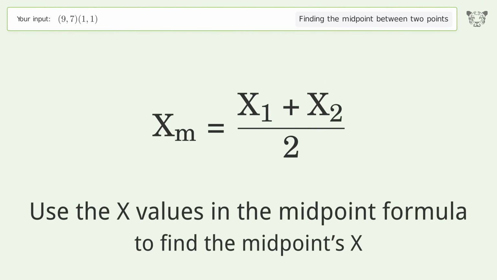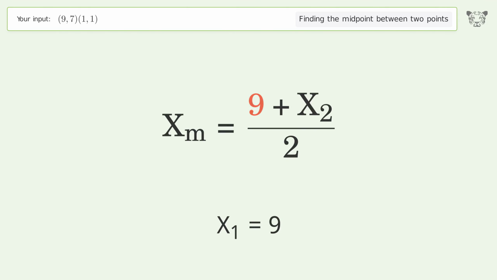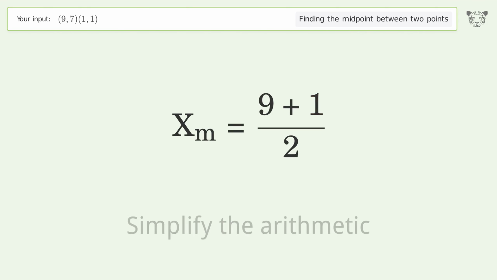Use the x values in the midpoint formula to find the midpoint's x. x1 equals 9. x2 equals 1. Simplify the arithmetic.